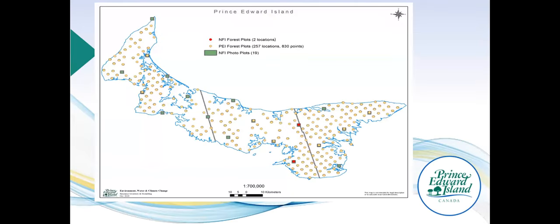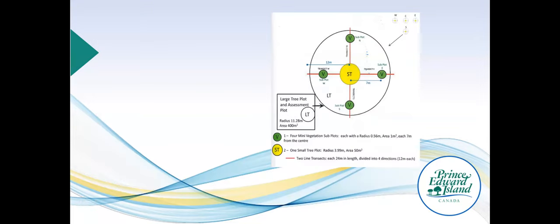Okay, moving quickly to our ground plot campaign. Here's our point distribution across the province, along with our 19 NFI photo plots and two ground plots. So we've got great coverage from tip to tip here, with some larger gaps in our heavier agriculture areas where it doesn't fall in the forest. And here is our plot layout. Again, we've all seen something similar. As Pez said, there's as many variations on this as you like. We use a fixed radius plot with a bunch of subplots measuring all kinds of different stuff.